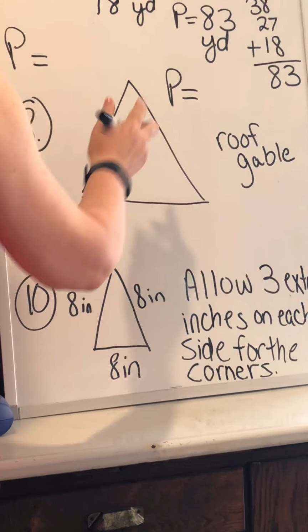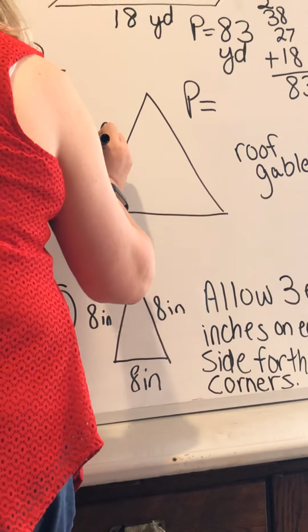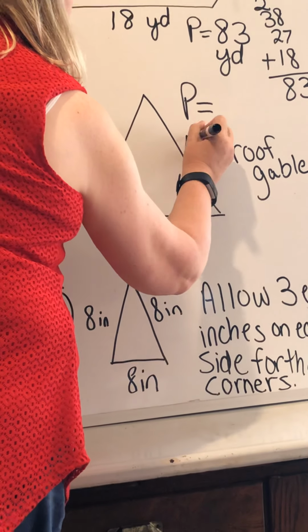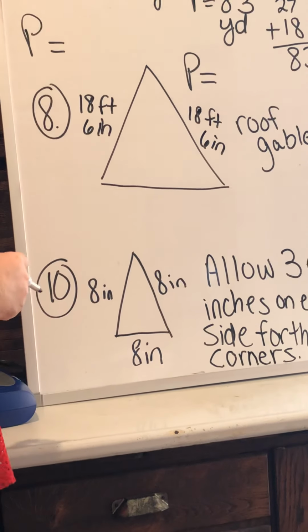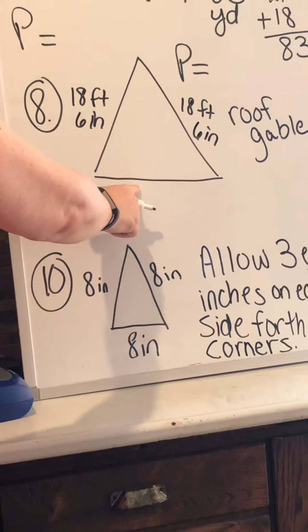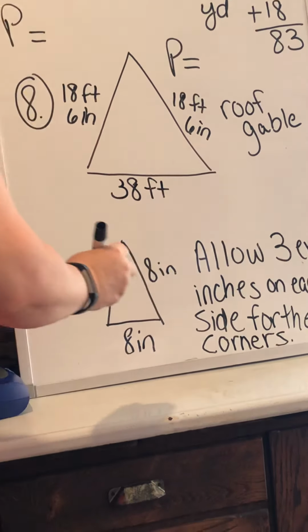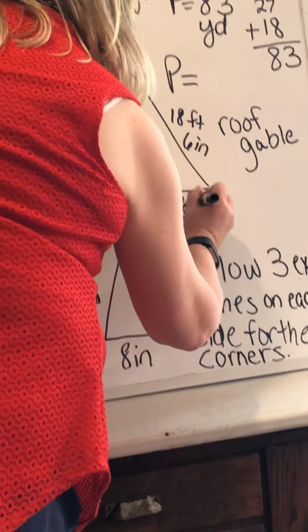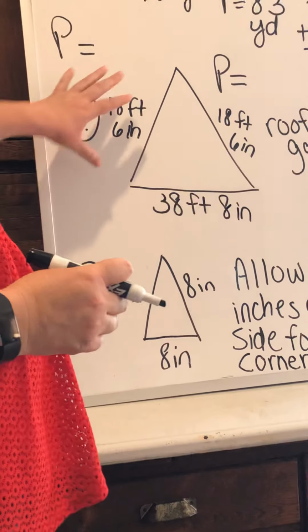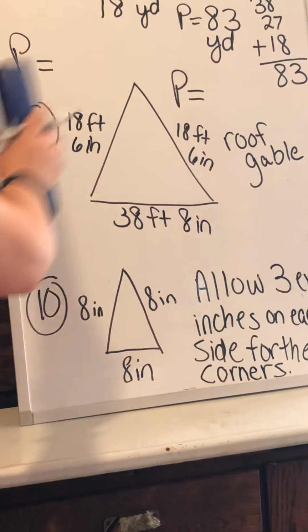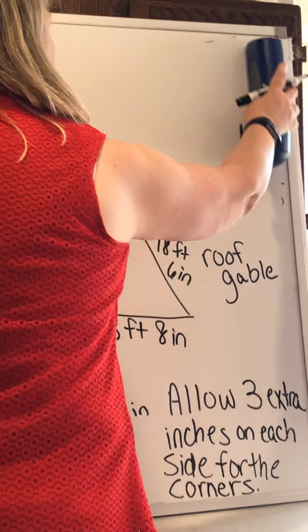So pick 2 sides and put 18 feet 6 inches. 18 feet, 6 inches. And then it says the third side is 38 feet and 8 inches. The question is, what is the perimeter of the gable? So I'm going to erase this on top so we have room to add all this together.